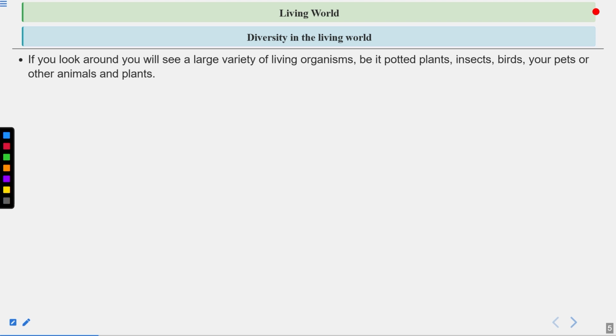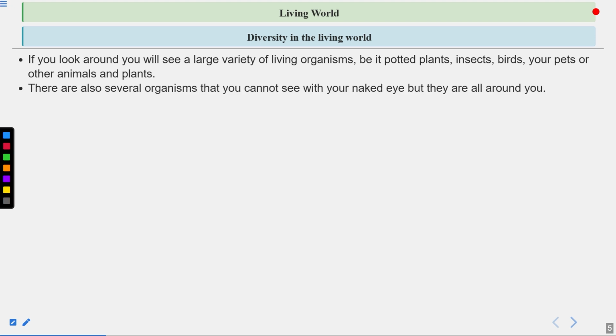Now, let's talk about the diversity in the living world. If you look around, you will see a large variety of living organisms, meaning you will see a lot of biodiversity. Be it potted plants, insects, birds, your pets, or other animals and plants. So there are different species of plants, insects, birds, and animals. There are also several organisms that you cannot see with your naked eye, but they are all around. Here they are talking about microorganisms, such as bacteria, yeast, and fungi. These are all microorganisms. You cannot see them with your naked eye.